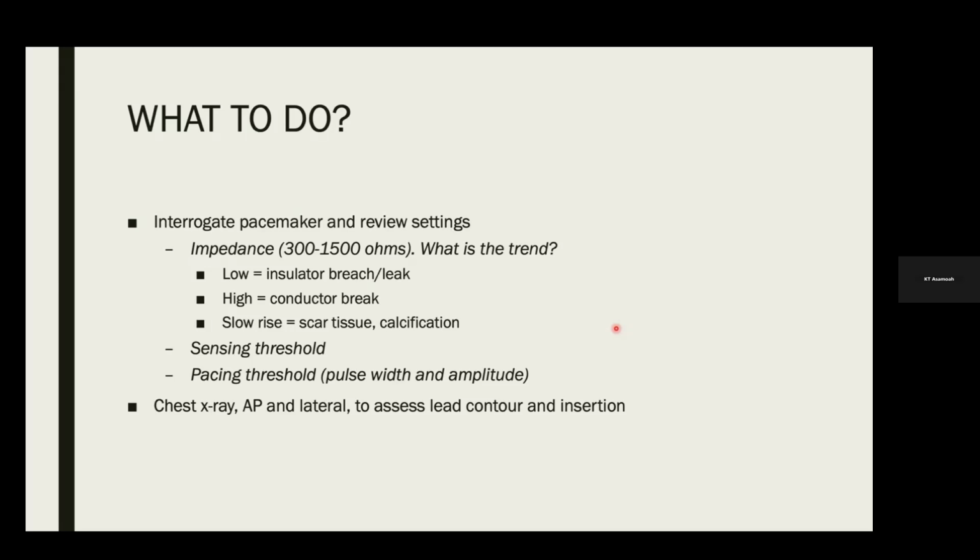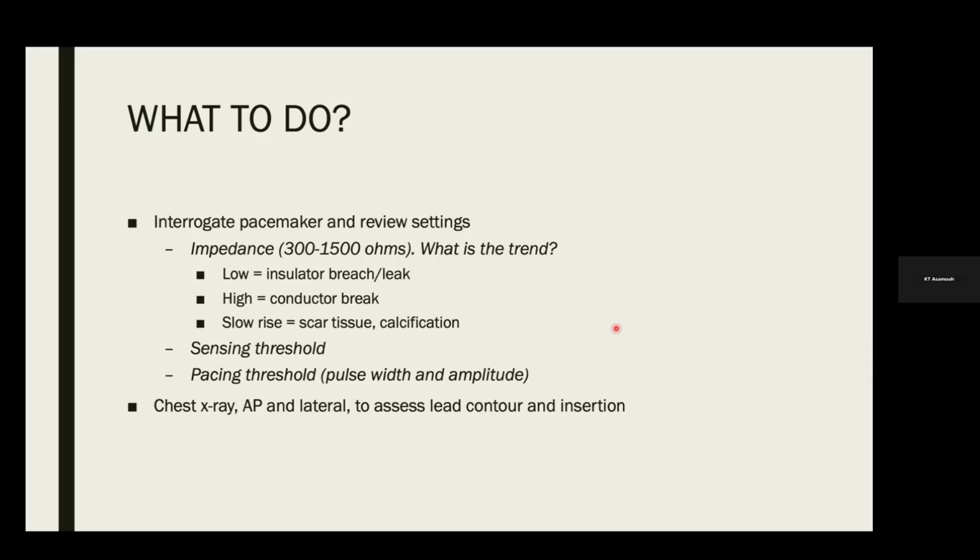These all have implications. So for example, if the impedance is lower than it was, it could be that there's a leak in the insulator, and so there's less resistance to flow. Or there's a break in the conductor that can make it high. Or if it's rising slowly, it can be that over time, the area where the pacemaker lead is getting fibrotic or it's getting calcified. And so gradually there's increasing resistance.